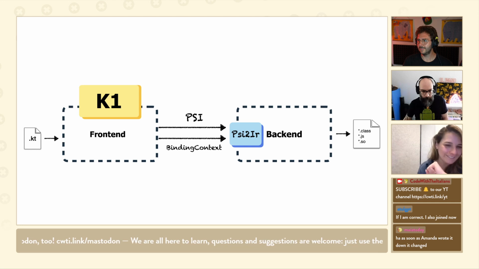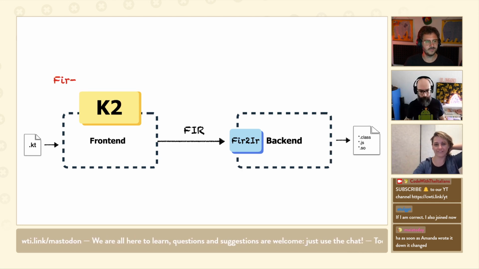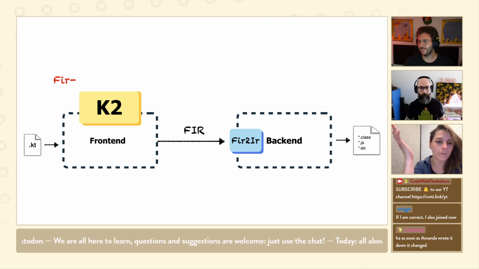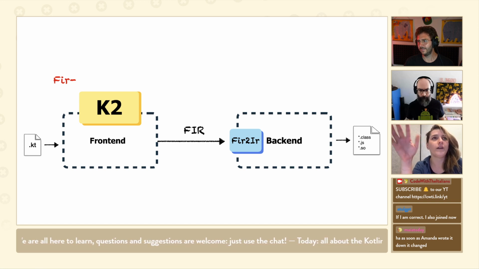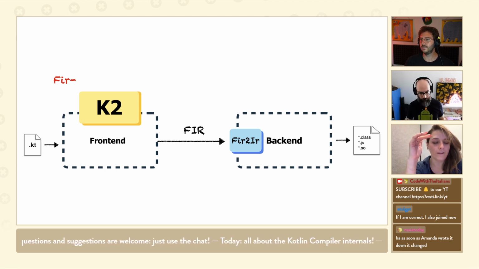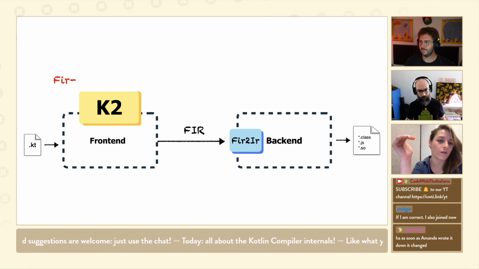So going to the next slide, we're going to talk about what K2 does instead. We actually add an extra step to what is going on. We generate the binding context and the PSI, the PSI and the descriptors. In K2, there is additional analysis and resolution being done so that it creates an additional data transformation.